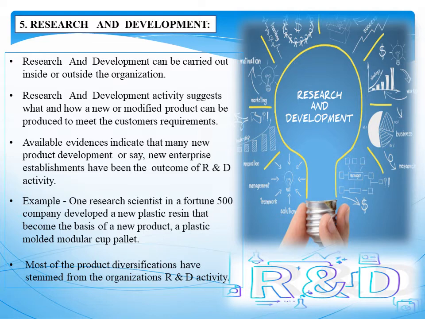Available evidence indicates that many new product developments, or say new enterprise establishments, have been the outcome of research and development activity. For example, one research scientist for a Fortune 500 company developed a new plastic resin that became the basis of a new product, a plastic molded modular cup pallet. Most of the product diversifications have stemmed from the organization's research and development activity.